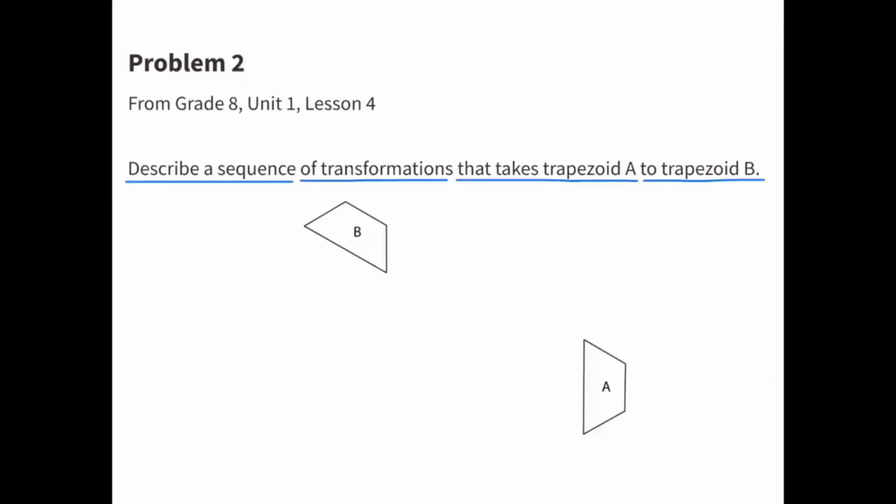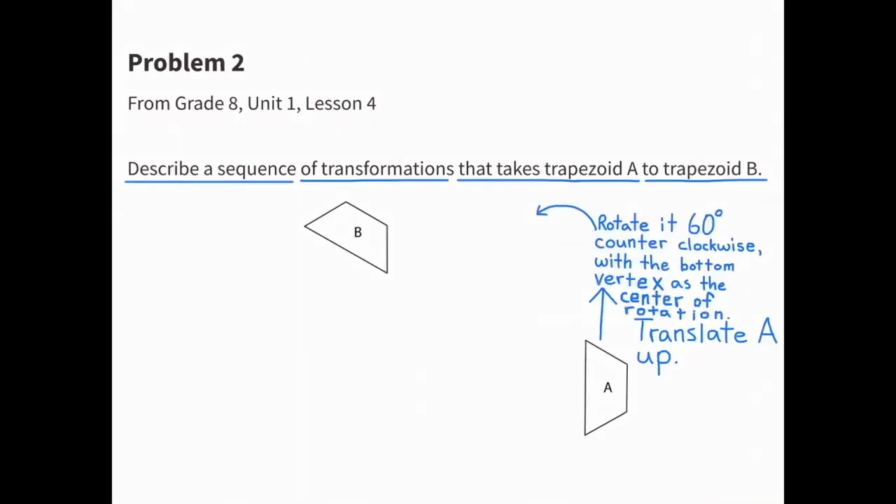Number 2. Describe a sequence of transformations that takes trapezoid A to trapezoid B. The first move in the sequence, trapezoid A, translates up. In the next move of the sequence, it rotates 60 degrees counterclockwise with the bottom vertex as the center of rotation. The last move is figure A translates left.